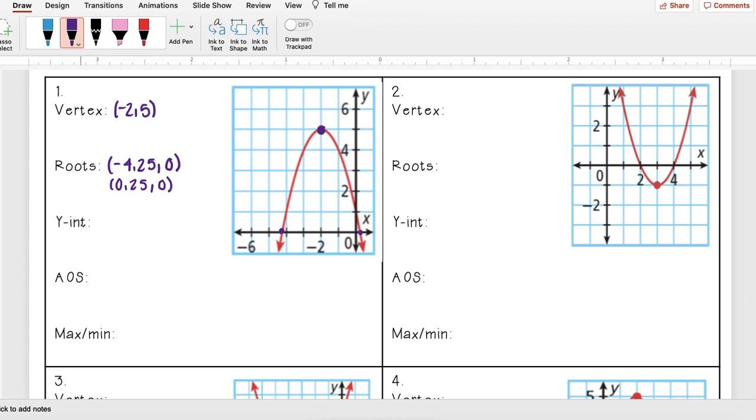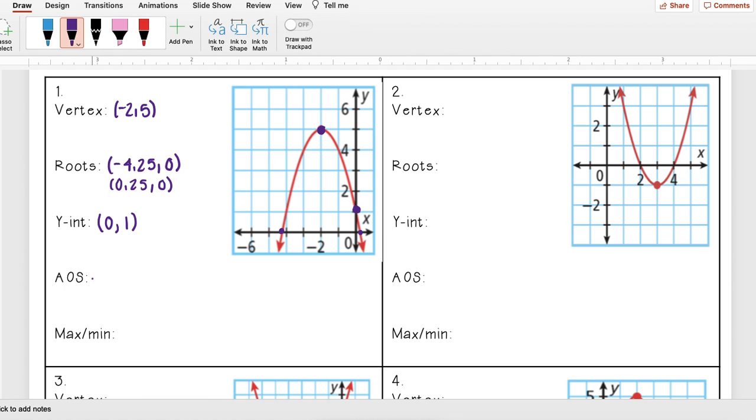My y-intercept, that's where the graph crosses the y-axis, which I see is right here. And so remember when you're writing your y-intercept, it's always 0 first, and then your y value.